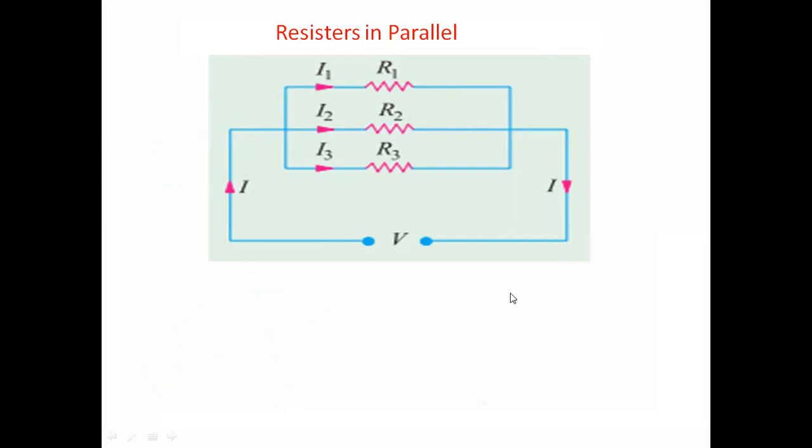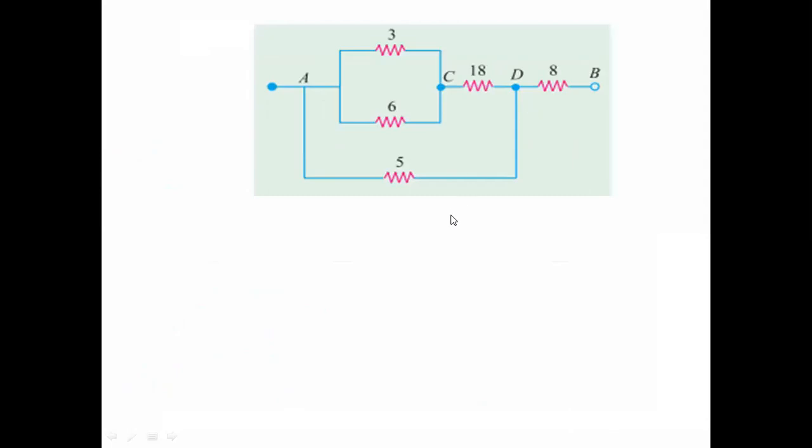Okay, so next see here. This is the circuit diagram. It has resistors, and here we have two points A and B. So across this A and B, what is the equivalent resistance?